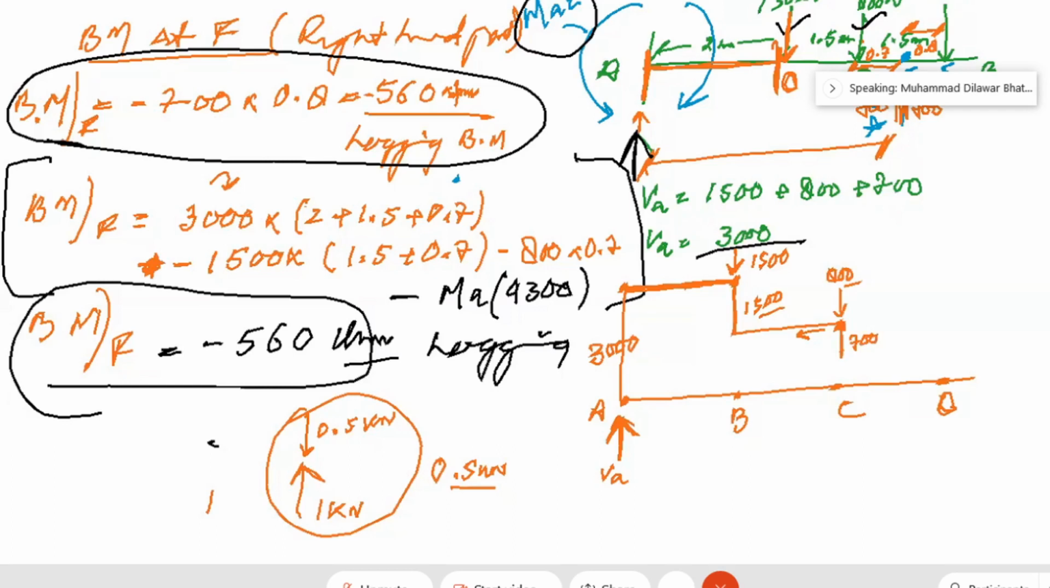When you have 700 from the right hand side of C, similarly up till the point of D, which is again 700. This is your positive shear force diagram.